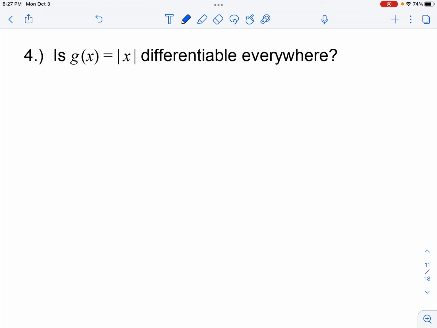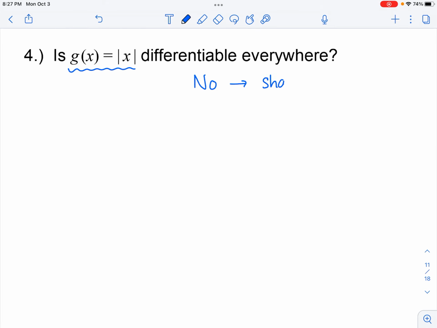Now let's take a look at example number 4, which asks us, is g of x equal to the absolute value of x differentiable everywhere? Well, we kind of just talked about this, all right? We know that this particular type of function, well, there's a sharp turn in it. So we're going to say that this is definitely a no.